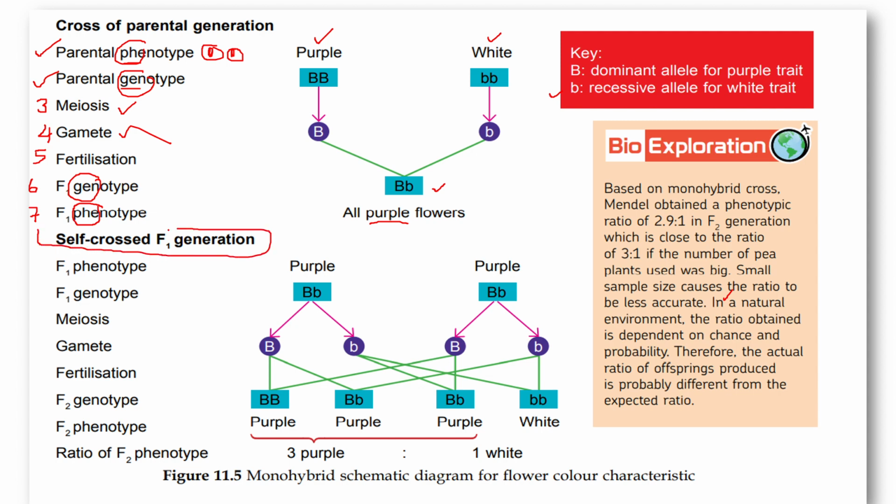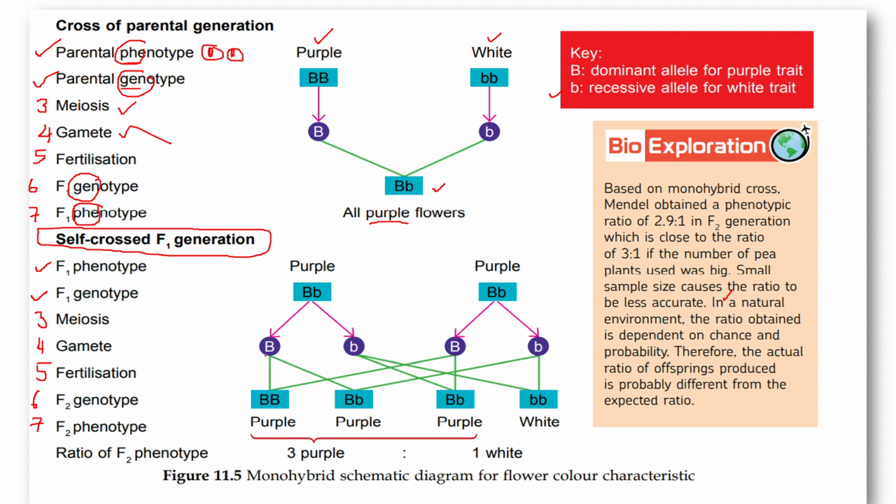Self-cross, so write down this title. Okay, then you repeat the same thing. This is actually becoming the parental phenotype and genotype. Okay, repeat the same process. Then you write down the word meiosis, which produces gametes. And gametes are going to fertilize one another. And these are the probability, the ratio, of the offsprings.